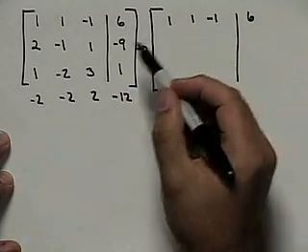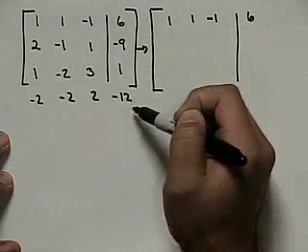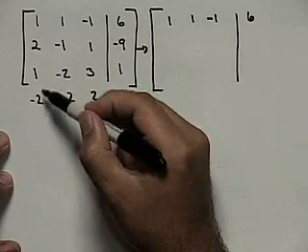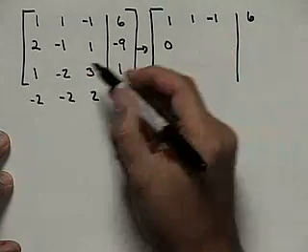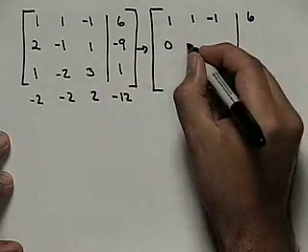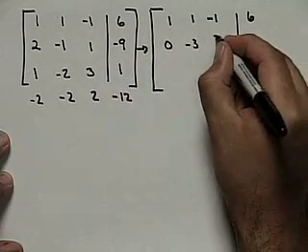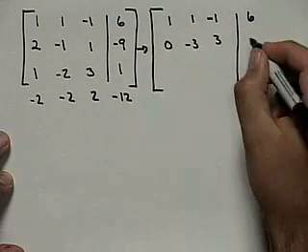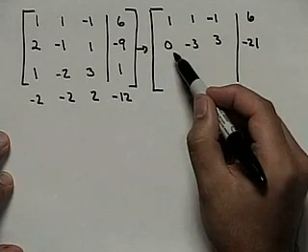And now adding -2 times the first row to the second row, here's our row down here that we multiplied by -2. So adding this to the second row, 2 plus the -2 gives us a 0. Negative 1 plus negative 2 is negative 3. 1 plus 2 gives us the 3. And then negative 9 plus the negative 12 gives us a negative 21. And we've succeeded in getting a 0 in this position.